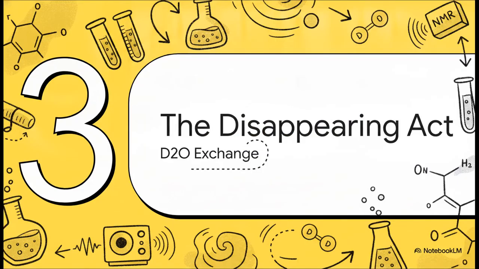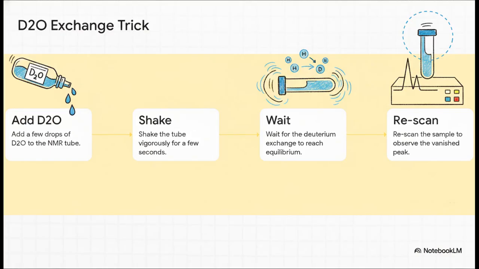That brings us to Section 3, the deuterium disappearing act, or D2O exchange. This is one of the most elegant and frankly most satisfying laboratory techniques in NMR spectroscopy. And the procedure is incredibly straightforward.